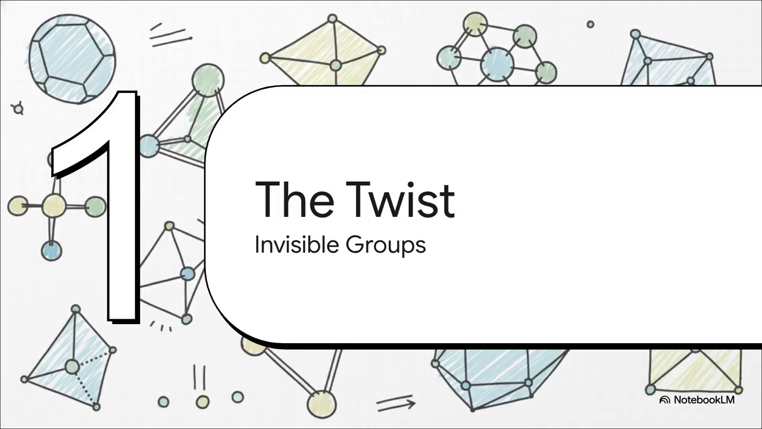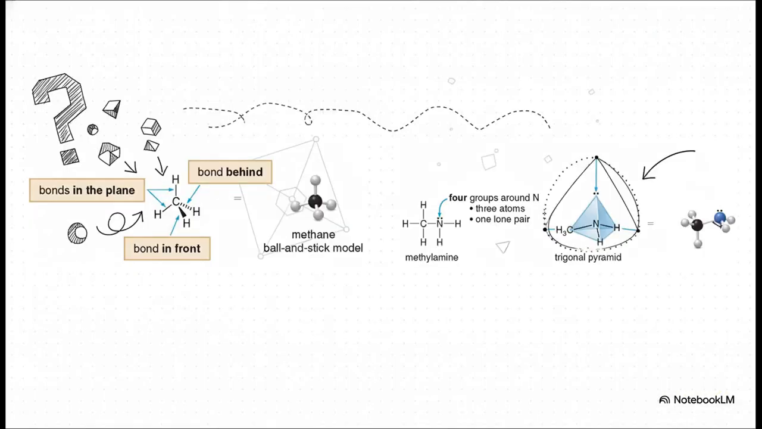All right, so you've got the basics down. But every good story has a twist, right? So what happens when some of those things that are pushing each other around are invisible? Check this out. It's a bit of a puzzle. On the left, we have methane with carbon in the middle. On the right, methylamine with nitrogen in the middle. Now, both of those central atoms have four groups around them. So why on earth do their shapes look so different?